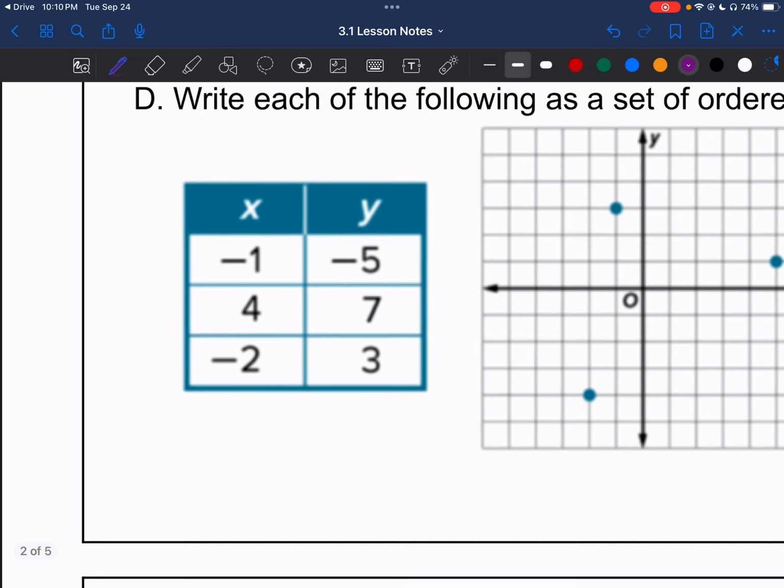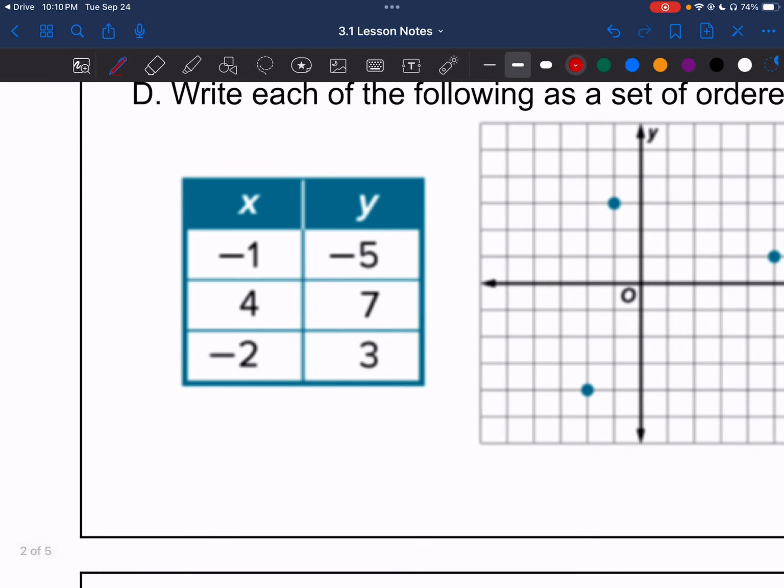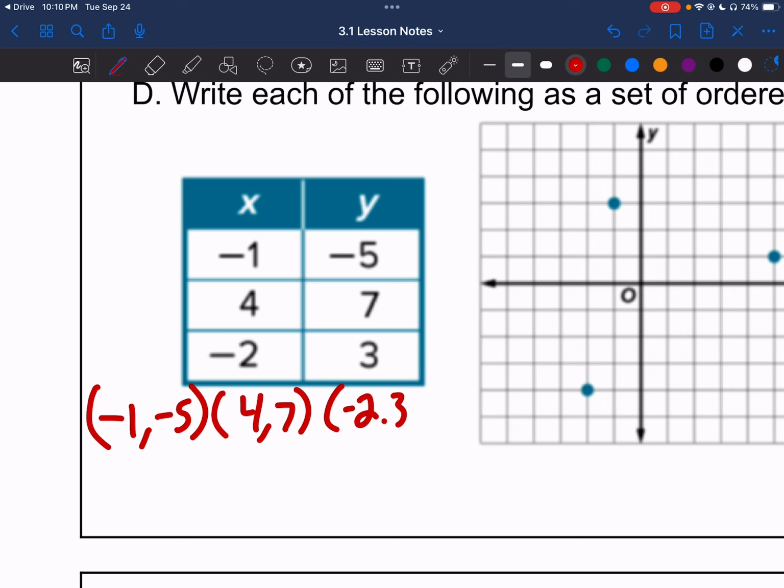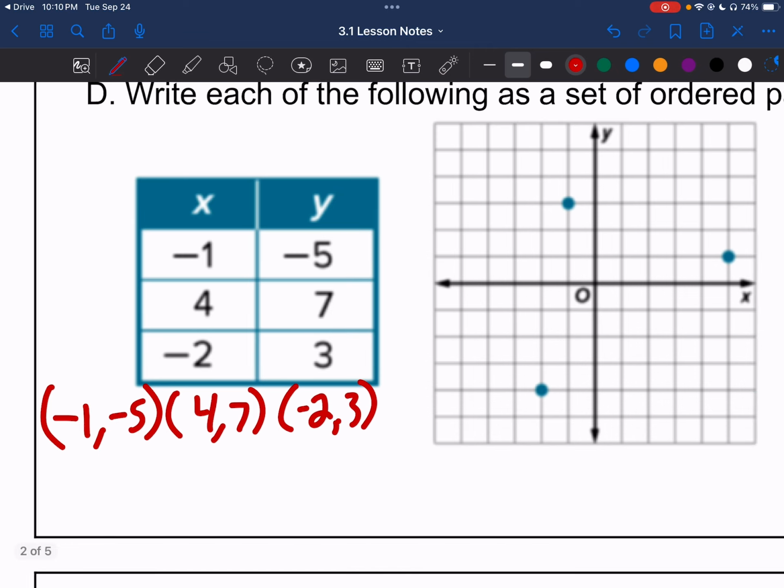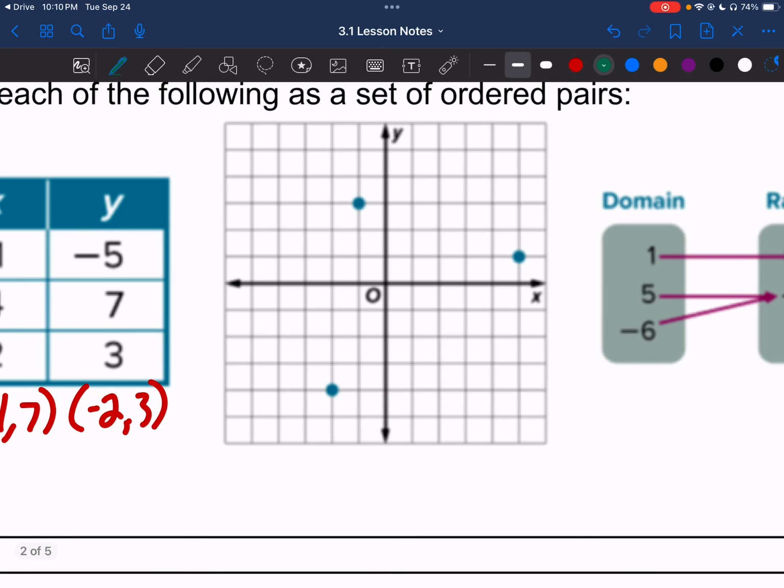Letter D is asking us to write each set as an ordered pair. So we have -1, -5 as my first ordered pair, 4, 7 as my second, and -2, 3 as my third. For the middle one, the graph, we have to extract these points from our grid. So I'm going to start with this bottom one. We're going to go 1, 2 to the left. So that's -2. And we're going 1, 2, 3, 4 down, -4. Okay, we separate it with a comma.